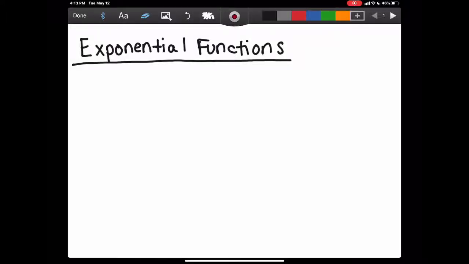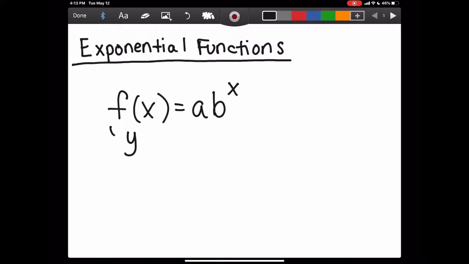Hey guys, in this video we are going to be reviewing exponential functions. In math, we know that an exponential function is a function of the form f of x equals a times b to the x power, where we know that f of x just means y.